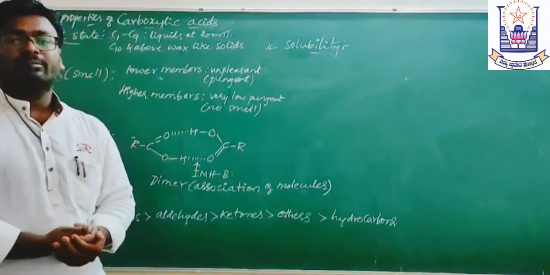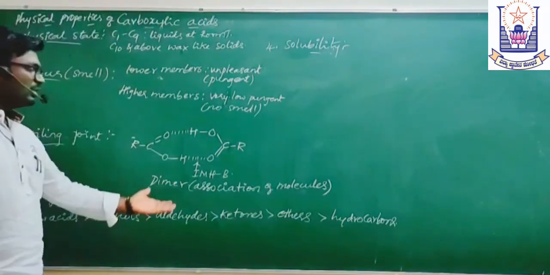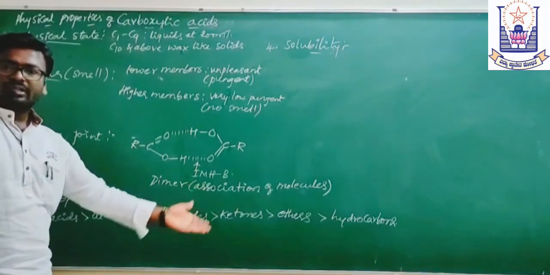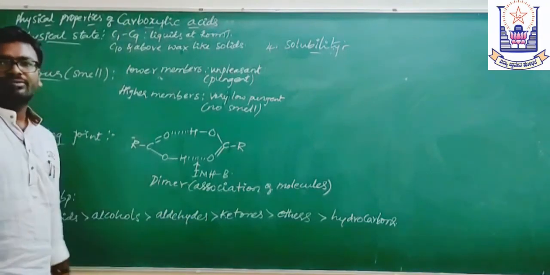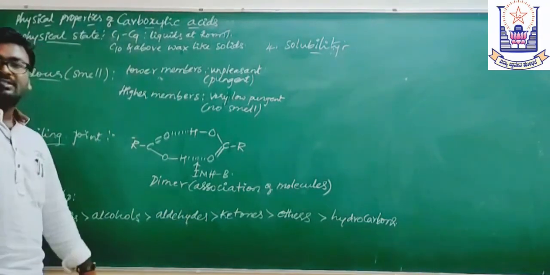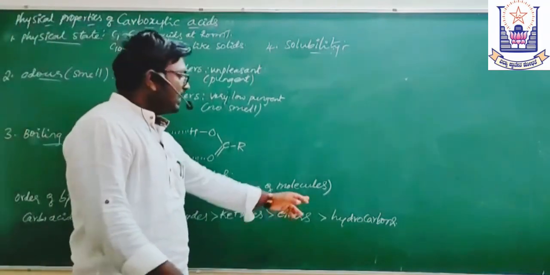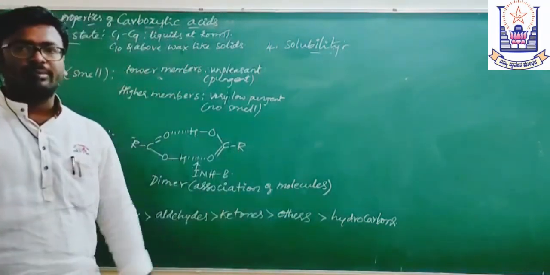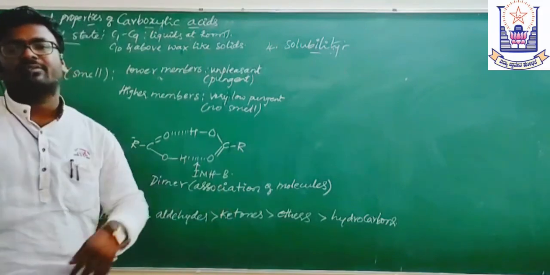In the corresponding molecules, when you take the corresponding compounds, that is with the same number of carbon atoms, the carboxylic acid will have high BP, and the hydrocarbon will have low BP out of all this class of compounds.